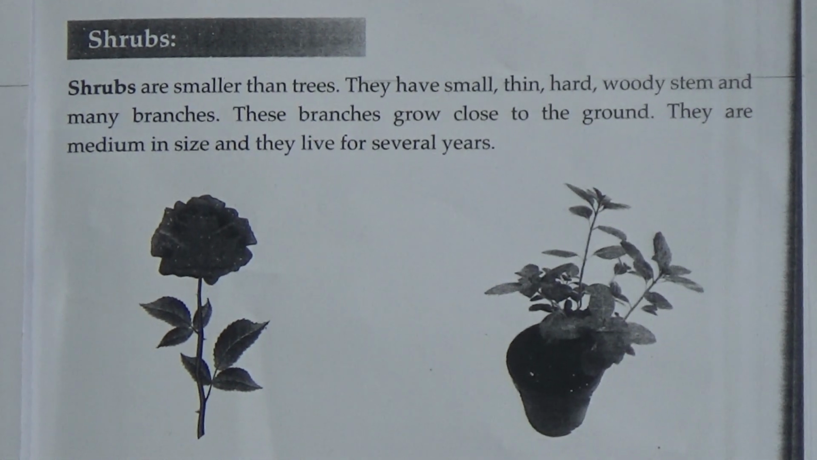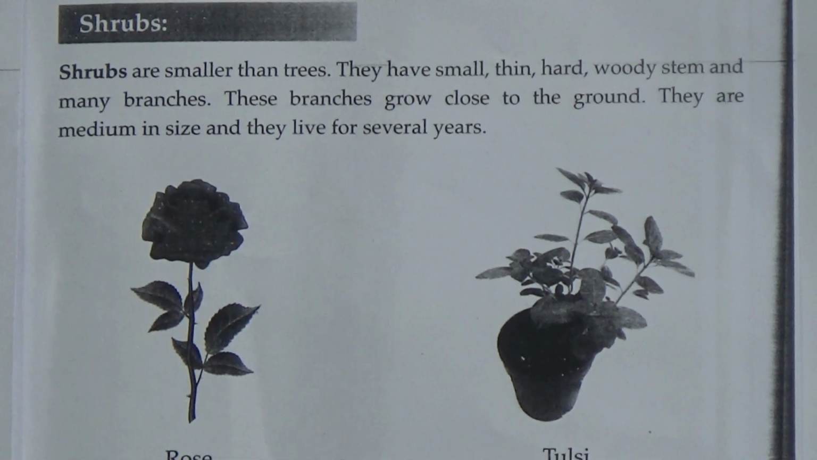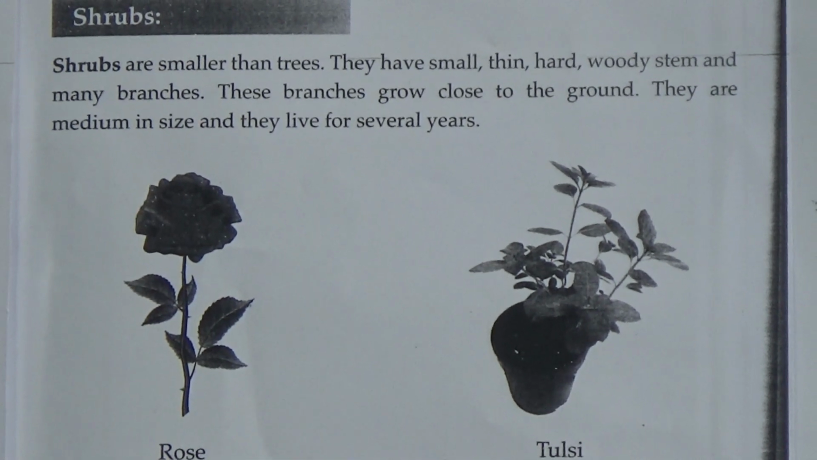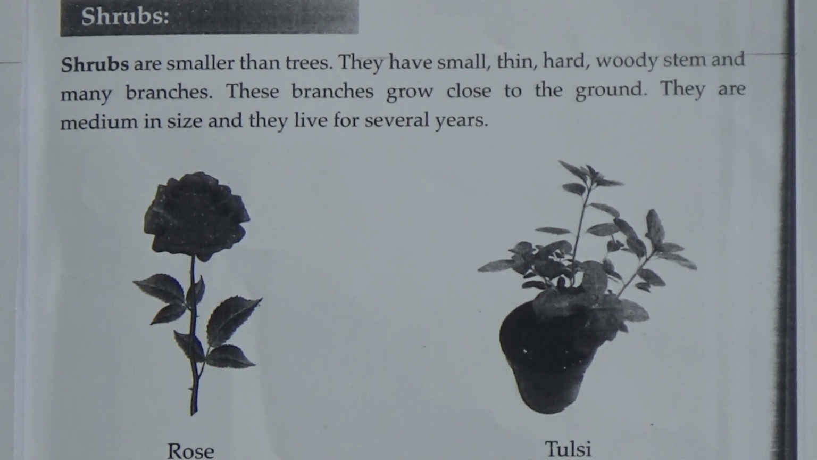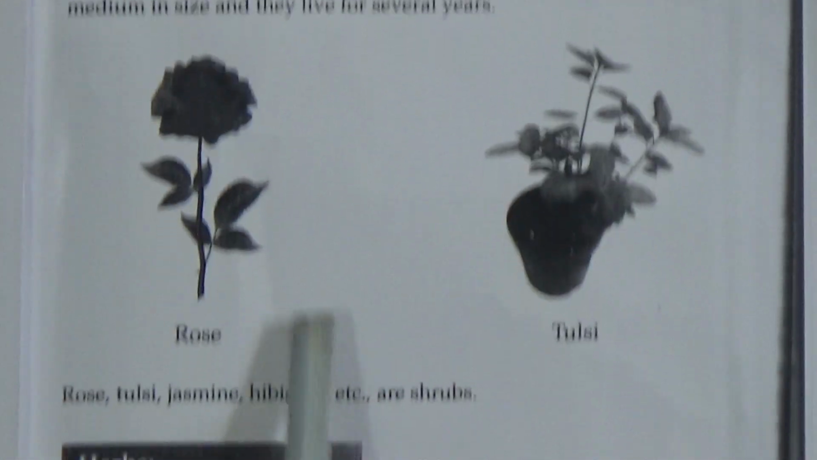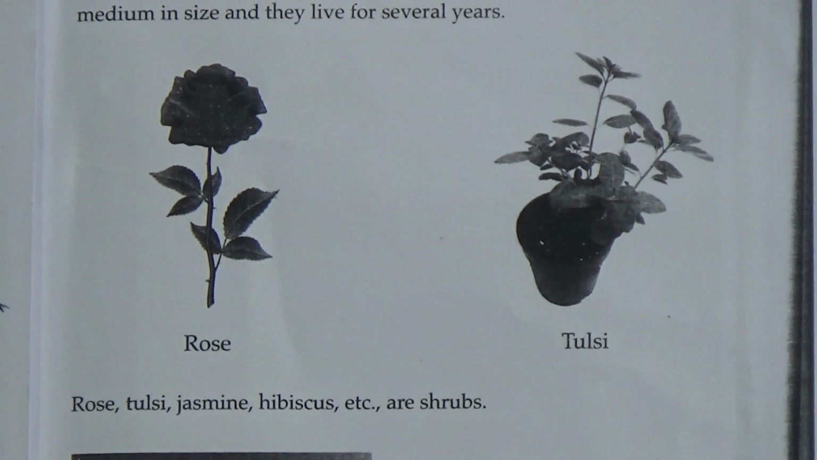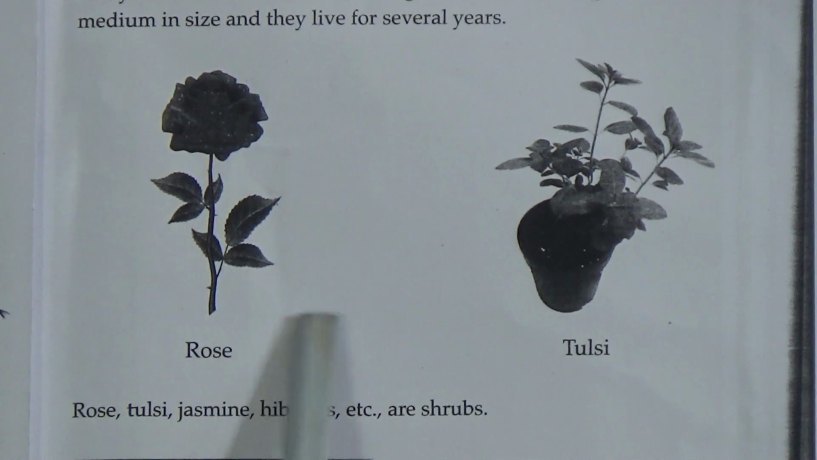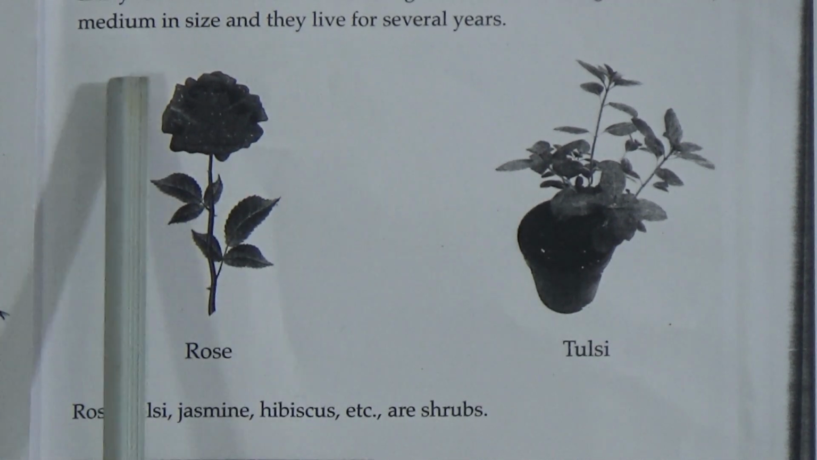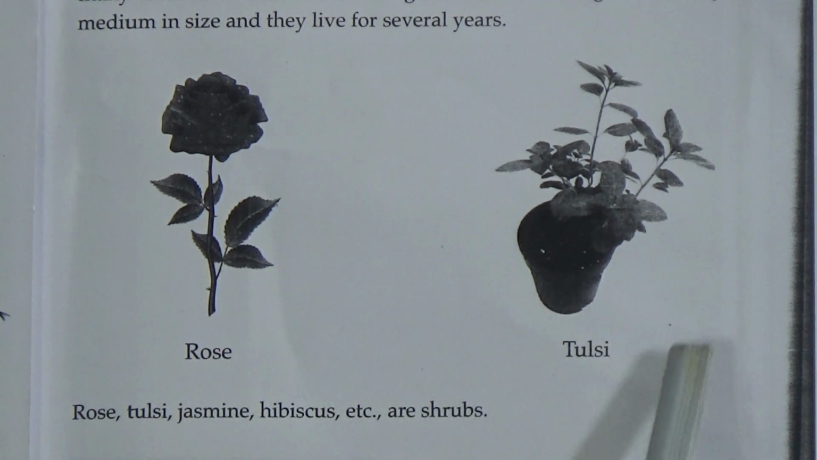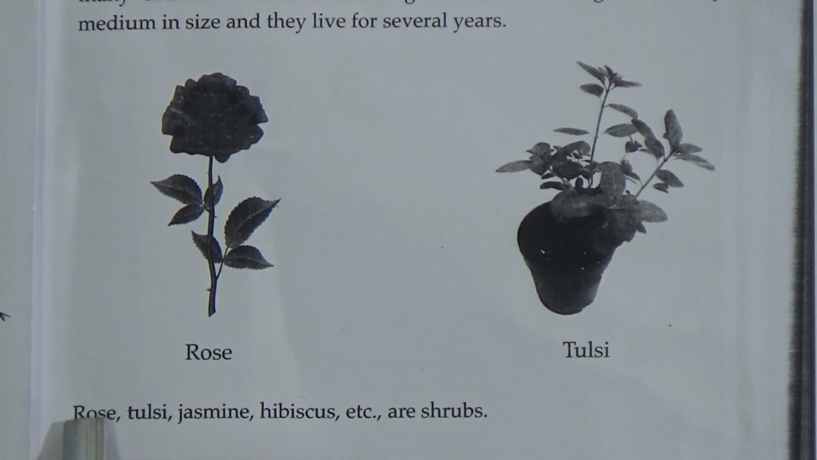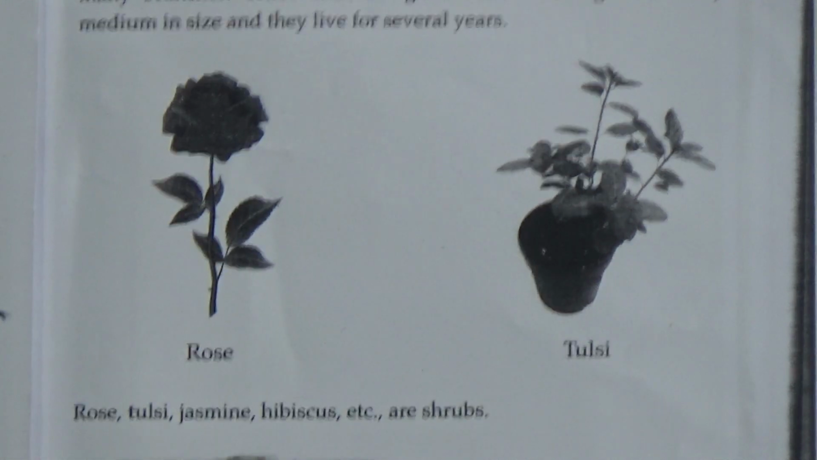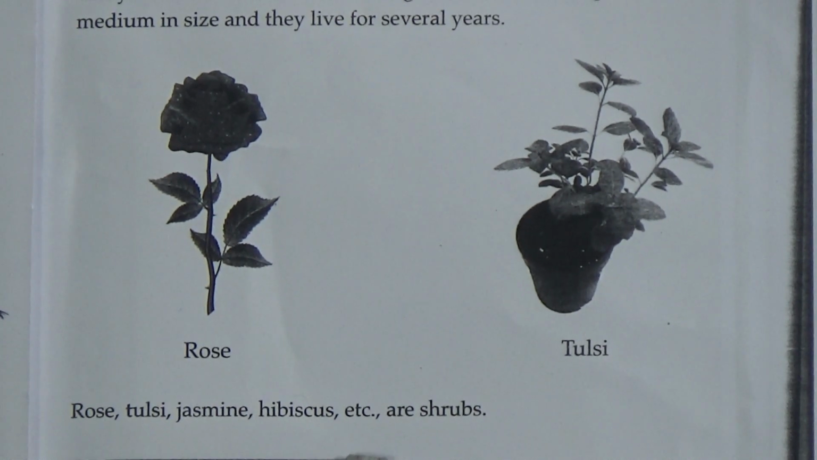So we learned that shrubs are small, thin, hard, woody plants, and they have many branches, but their branches grow near to the ground and they are medium in size and they live for several years. The examples of shrubs are rose tree, tulsi plant, jasmine plant, hibiscus plant, etc.